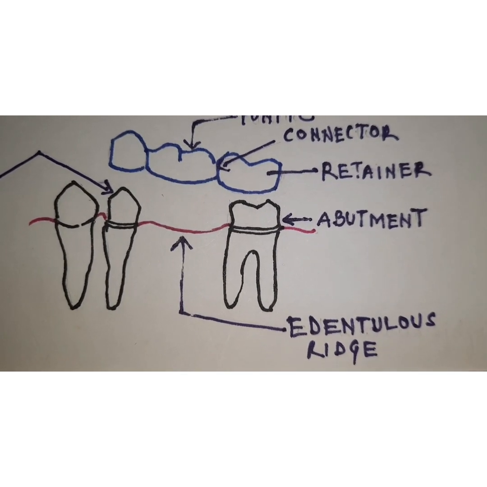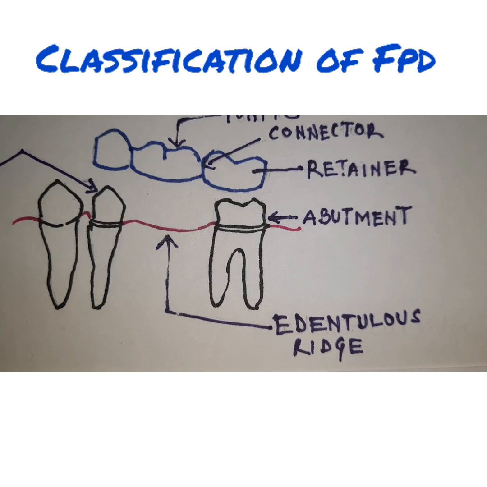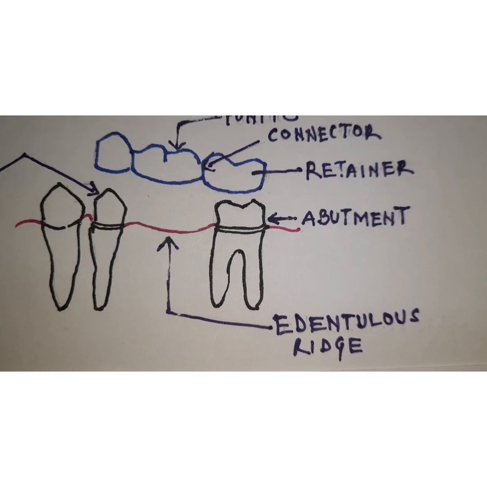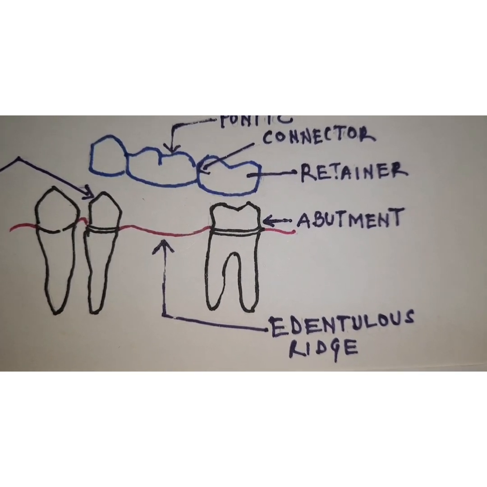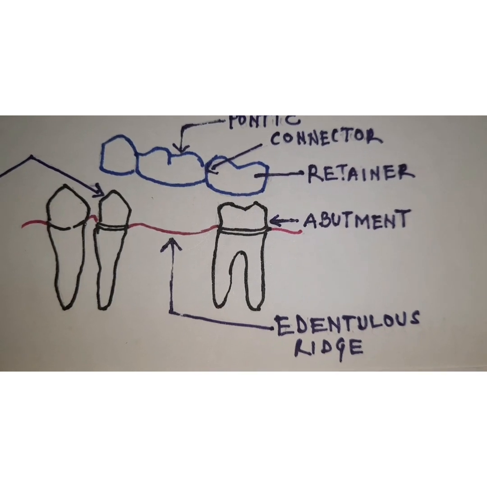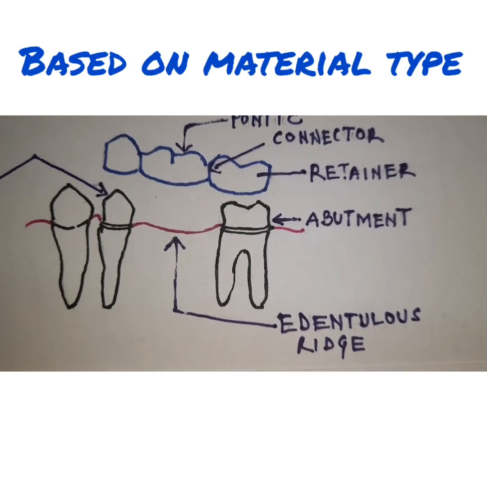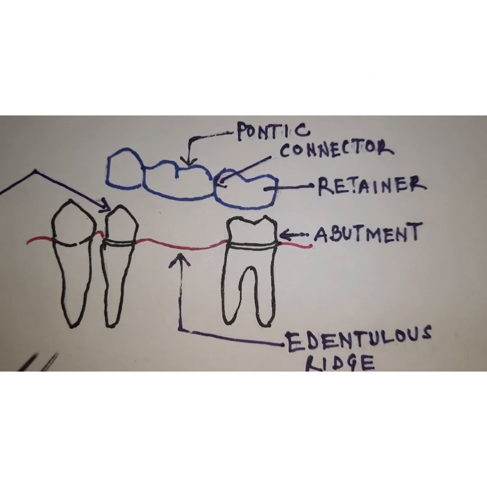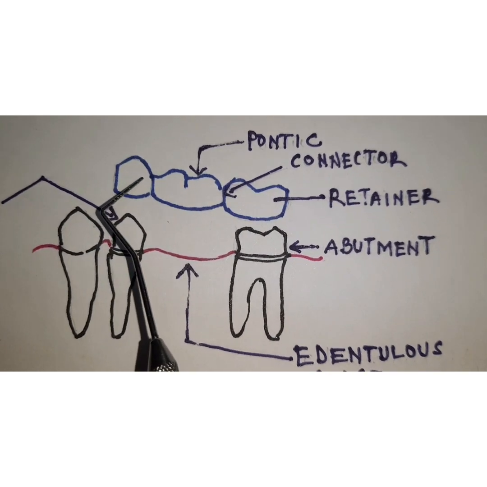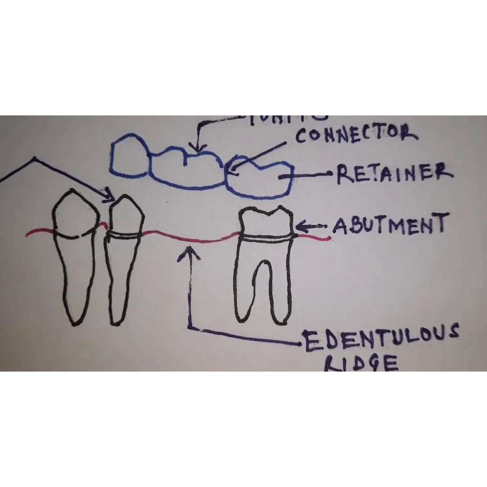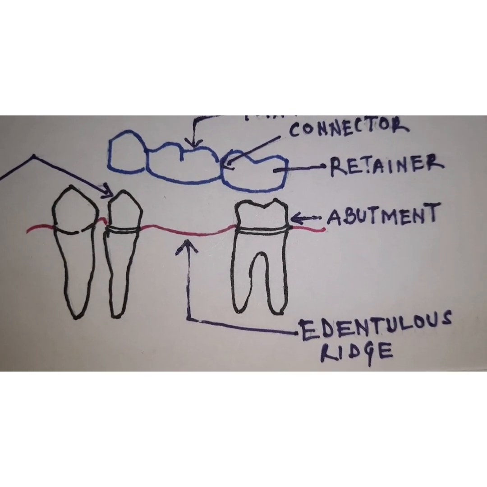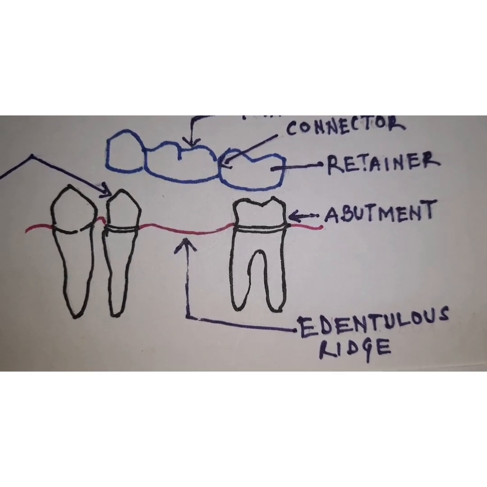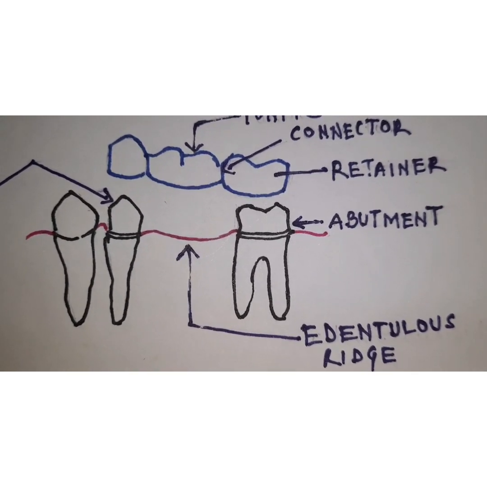Next is the types of fixed partial dentures. Fixed partial dentures can be classified depending on their location, the span, the type of abutment, the type of connectors, and the type of material. Based on the type of materials, fixed partial dentures can be all metal, that means the entire fixed partial denture is made up of metal, or metal ceramic, which has a metal coping over which you fire ceramic. Or it can be totally all ceramic, or a metal acrylic prosthesis, or a total all acrylic fixed partial denture.